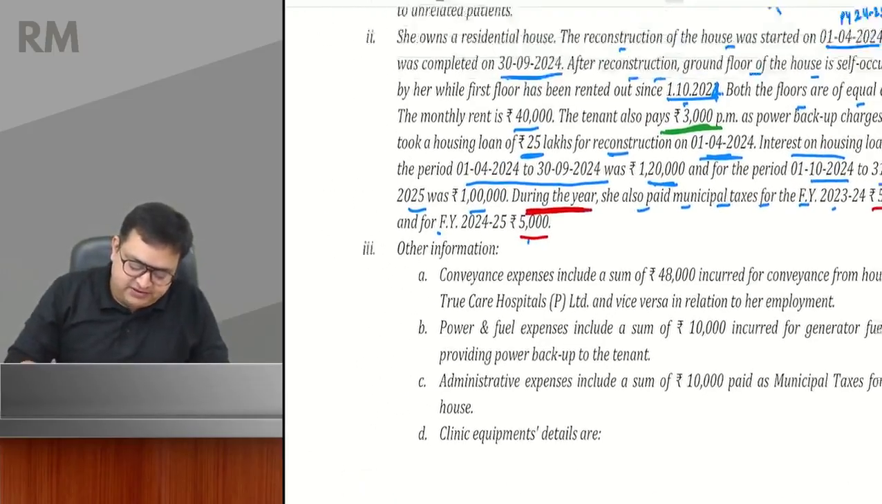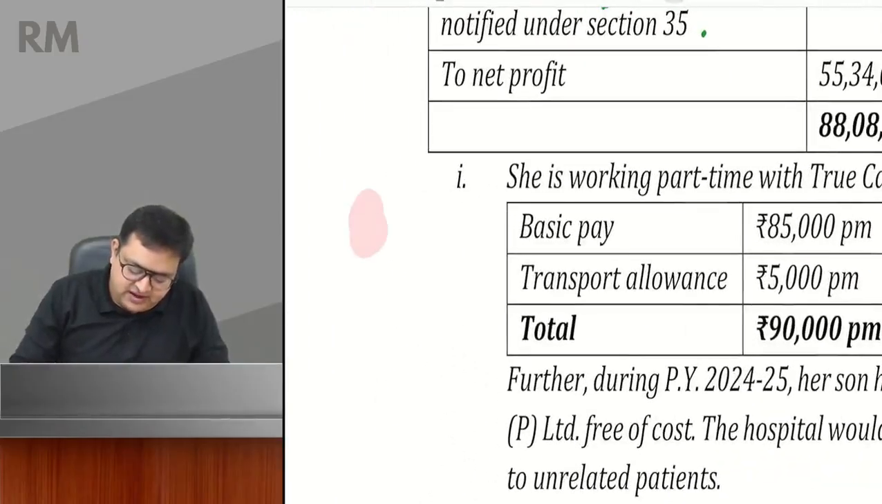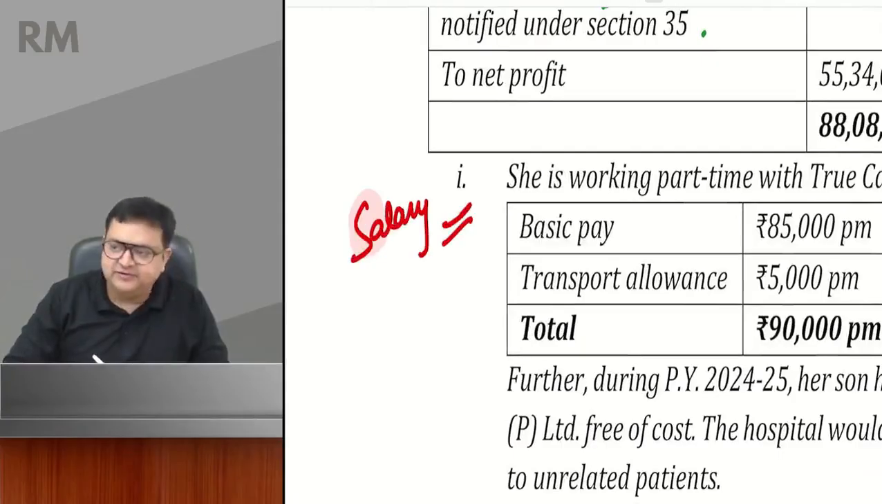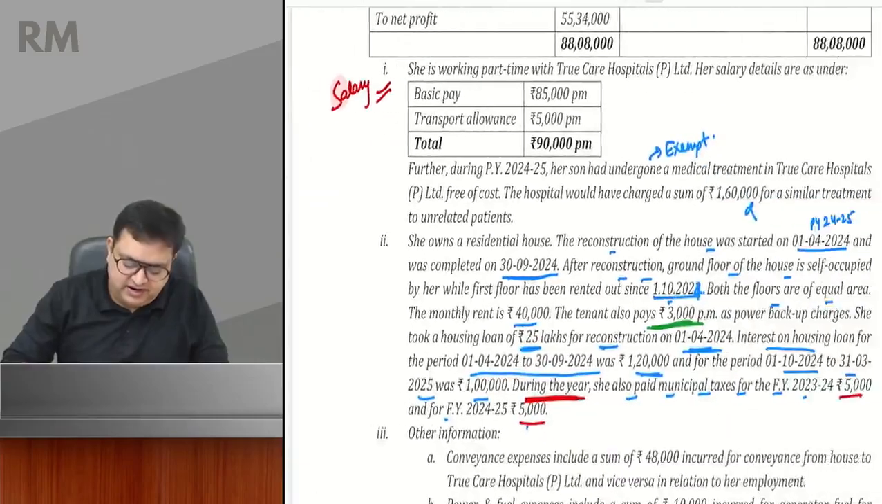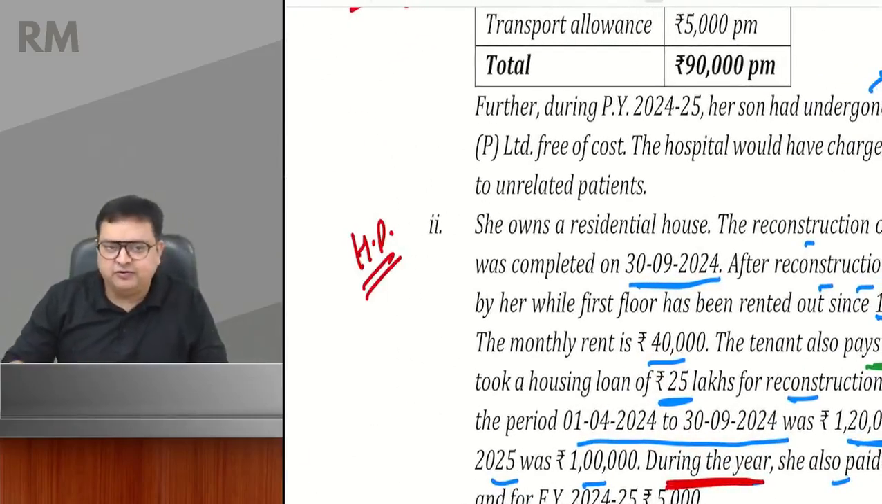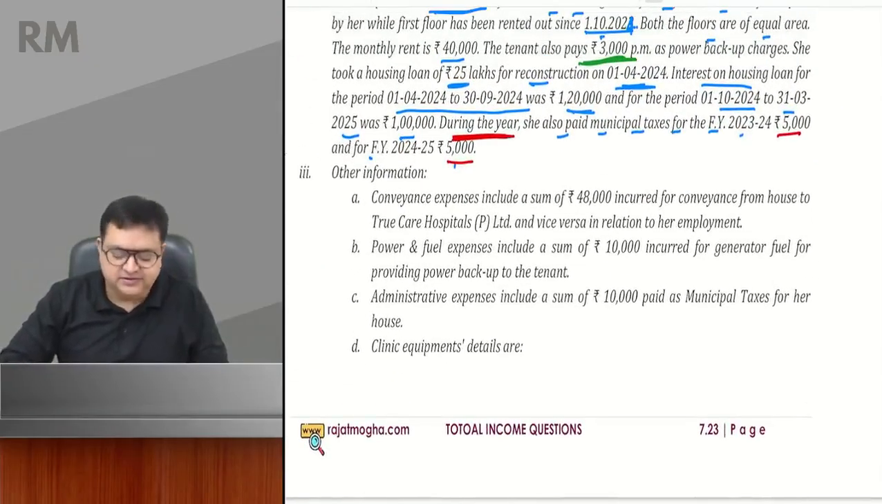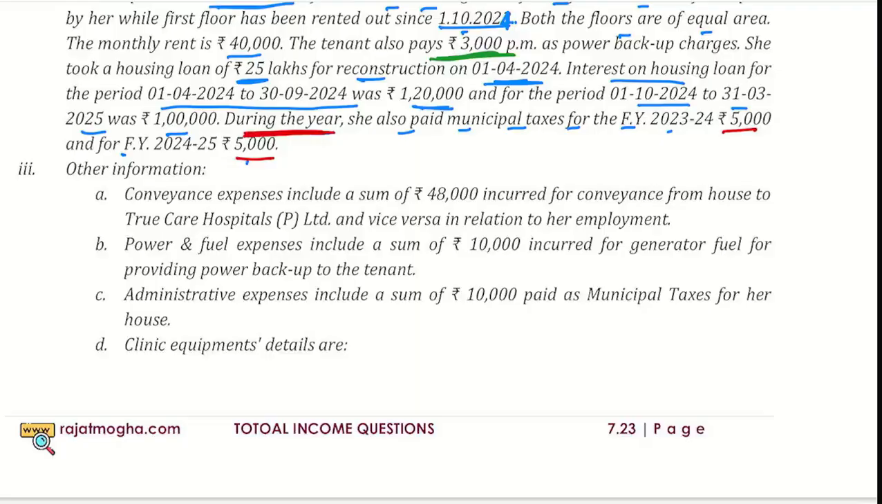Other information. Okay. In the first information, they have told me about their salary income. In the second one, they have told me about house property. We have also calculated house property. Now let us see the third information.